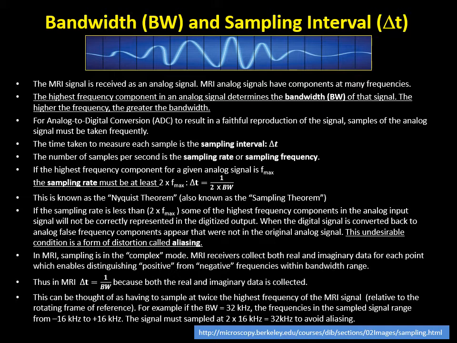For example, if the bandwidth is 32 kilohertz, the frequencies in the sampled signal range from minus 16 kilohertz to plus 16 kilohertz. In other words, the signal must be sampled at 2 times 16 kilohertz, which equals 32 kilohertz, to avoid aliasing. That's 32,000 times per second.